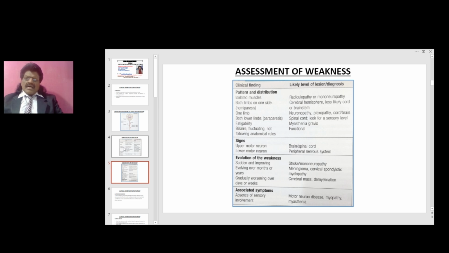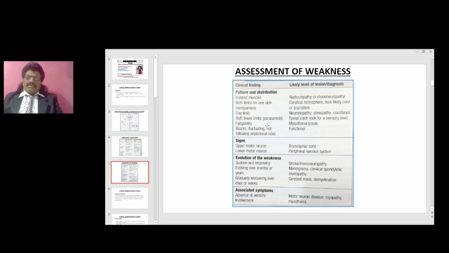Now let's see the assessment of weakness. The clinical finding, the likely level of lesion and diagnosis. If only isolated muscles are affected, then it is radiculopathy or mononeuropathy. If both limbs on one side get affected, it is cerebral hemisphere. If only one limb gets affected, it is either neuronopathy or plexopathy. If both the lower limbs, paraparesis, then it is spinal cord. Look for a sensory level.